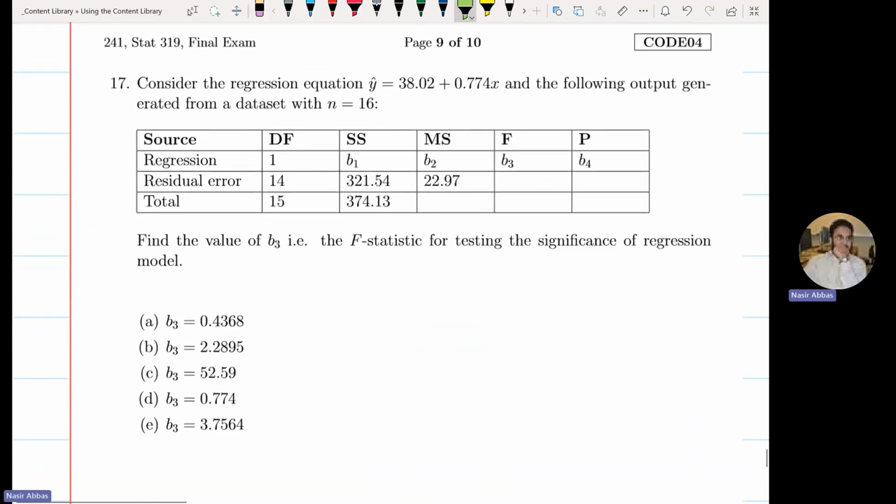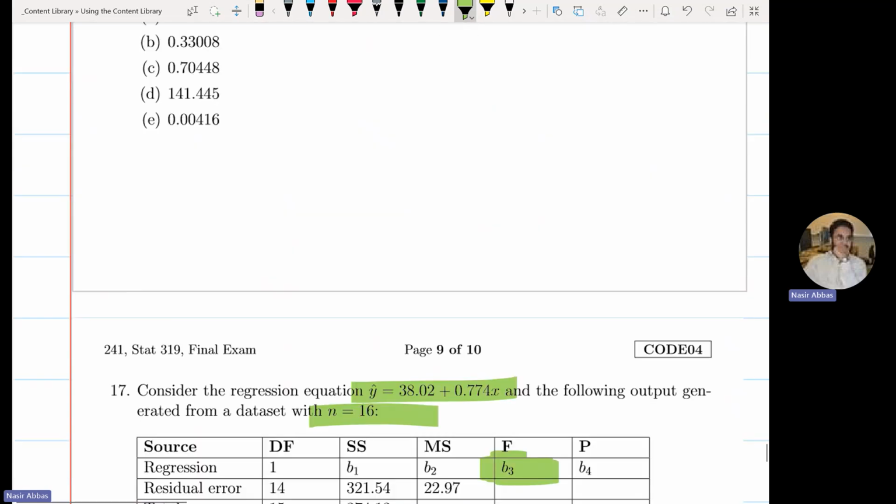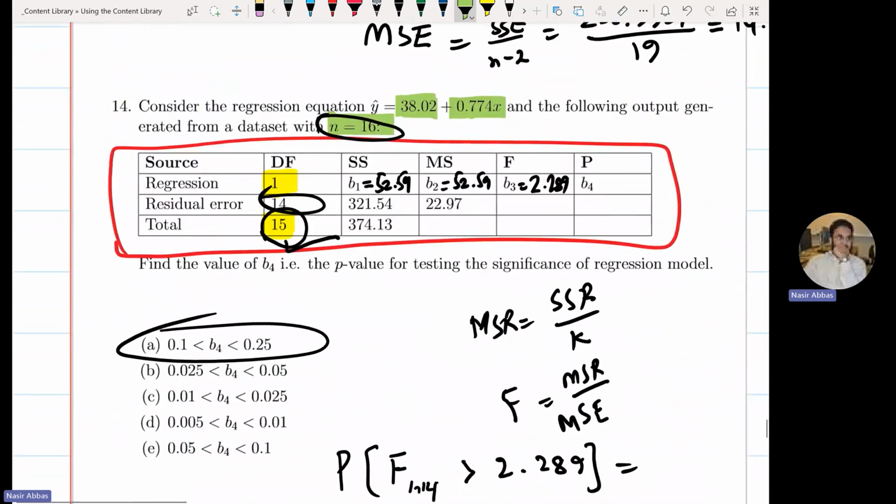Let's move on to question 17. Again, a regression equation is given to you, n is given to you. This is the same question we solved. This one is asking you for the value of f. The previous question was asking you for the p-value. We already found the value of f to be 2.289.